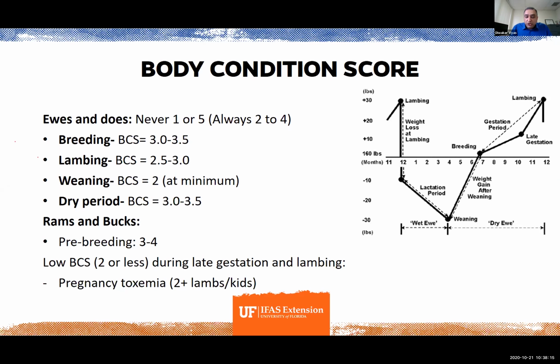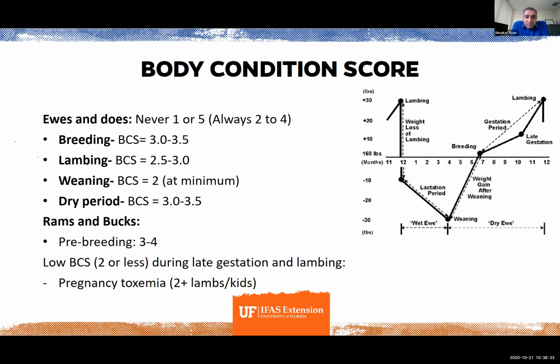Any other question, Luke, you want me to address, or I can continue? We've got two more if you want to take a quick minute. Sure. One came through: we give goats loose mineral free choice. Is that very important to maintain optimal body condition scoring?